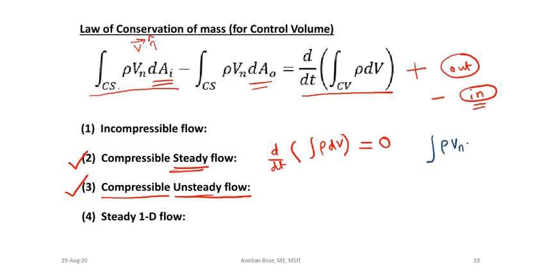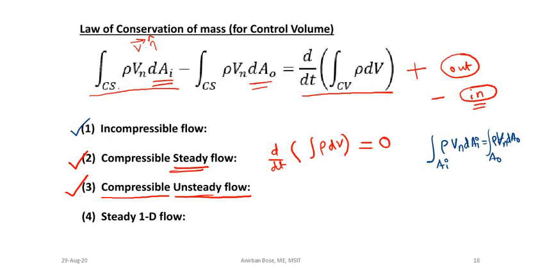Integration rho Vn dAi will be equal to integration rho Vn dAo. Okay, so this is the integration over the control surface inlet, and this is the integration over the control surface outlet. So this is the compressible steady flow. This will be the form. Okay, now coming to the next case.